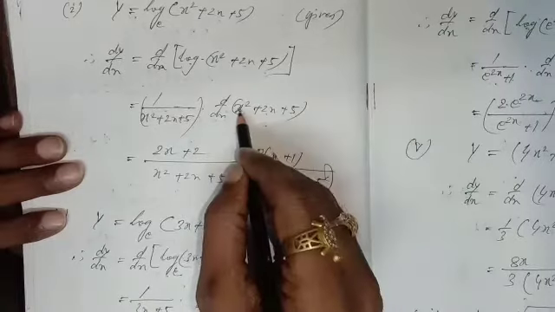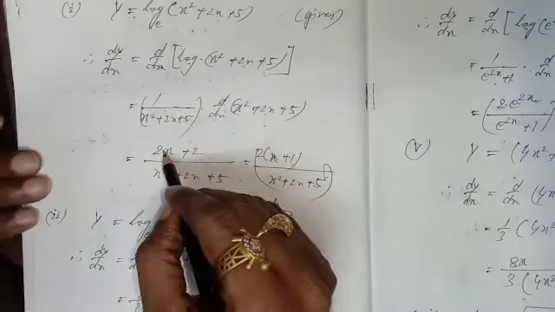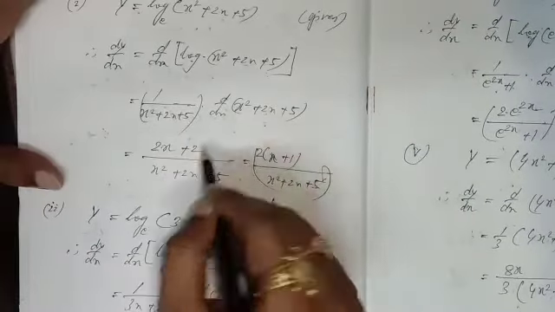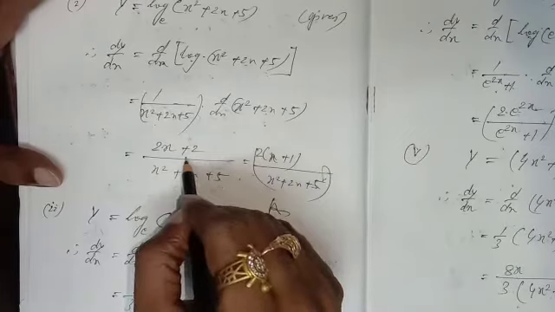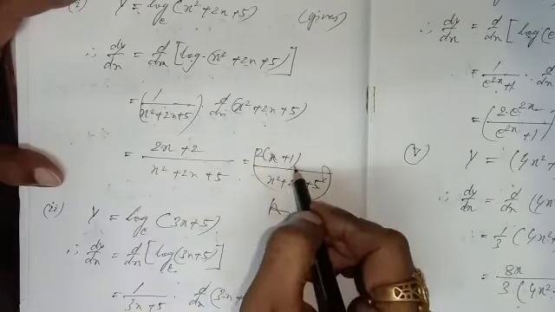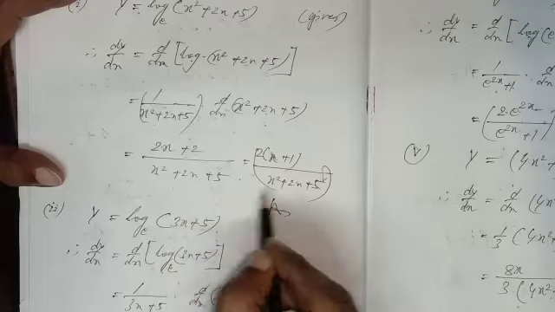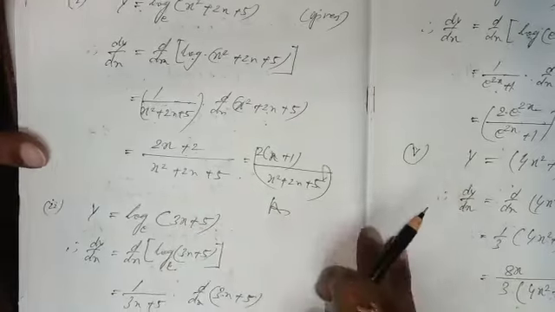So what is the derivative of x square? That is 2x. The derivative of 2x is only 2 because x derivative is 1. Take 2 common, 2 into x plus 1 by x square plus 2x plus 5. This is the answer, first part.